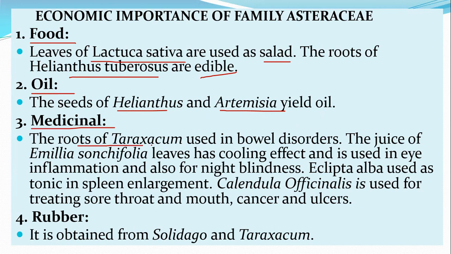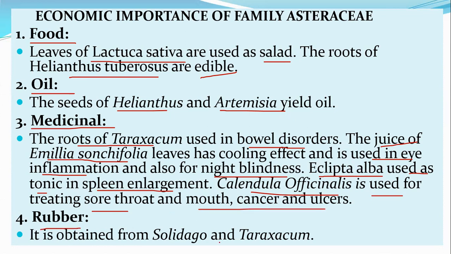And we are getting some medicinally valuable products from some plants. Try to remember the roots of Taraxacum are used to treat bowel disorder. Then juice of Emilia sonchifolia is used to treat eye inflammation related problems as well as night blindness. And Eclipta alba is used as a tonic to get relief from spleen enlargement. And Calendula officinalis is used for treating sore throat, mouth cancer and ulcer related problems.